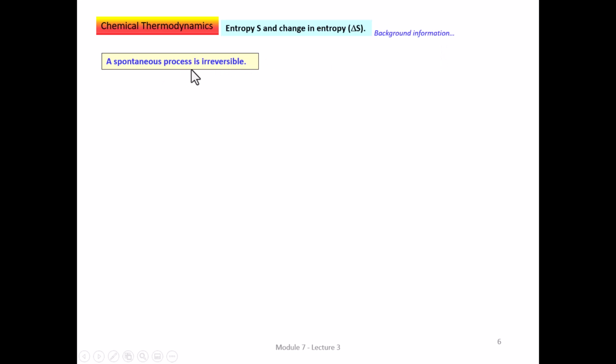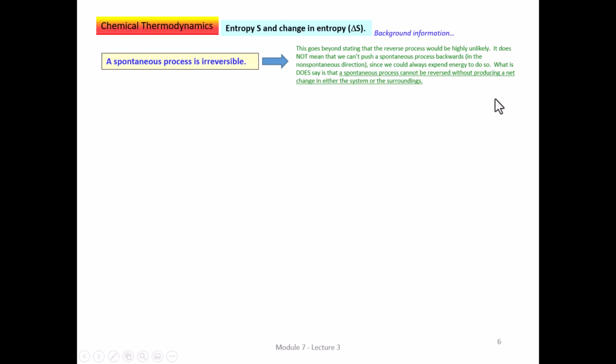A spontaneous process, it turns out, is irreversible. Now we want to pause here and make sure we emphasize that this goes beyond stating that the reverse process of a spontaneous process would be highly unlikely. However, it does not mean that we can't push a spontaneous process backwards in the non-spontaneous direction, since we could always expend energy to do so. What it does say is that a spontaneous process cannot be reversed without producing a net change in either the system or the surroundings.